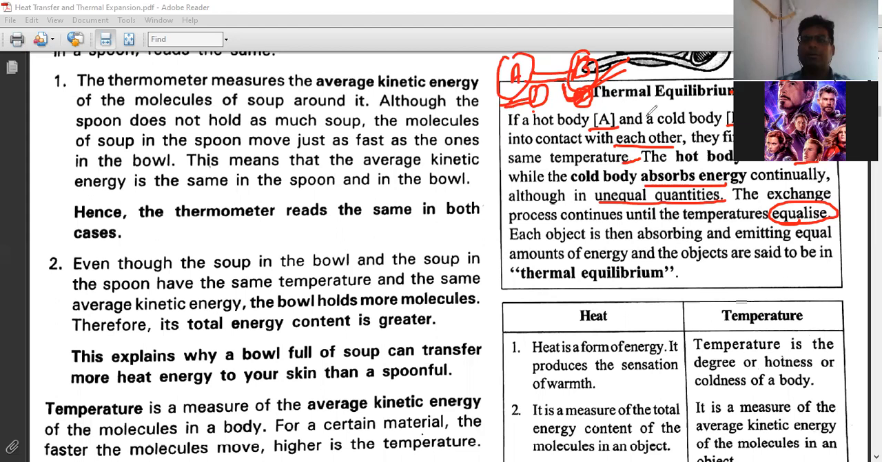So what is thermal equilibrium? When I don't know. My Zoom crashed. My net was full. My Zoom crashed. now, can you hear me now? Yes, I can hear you now.